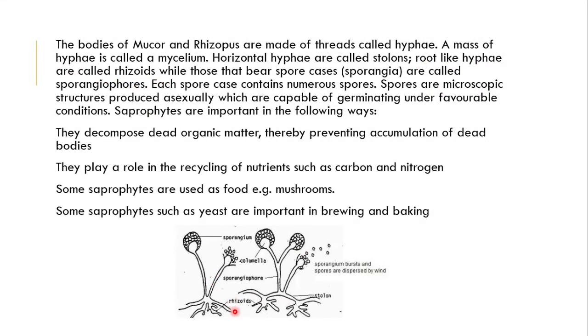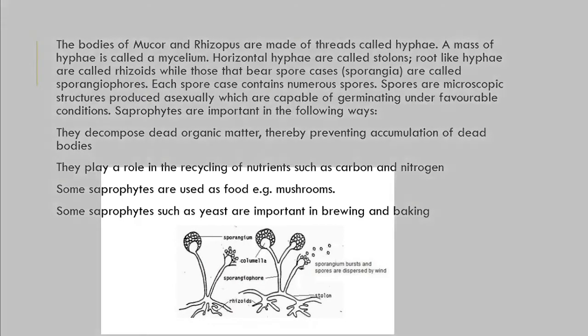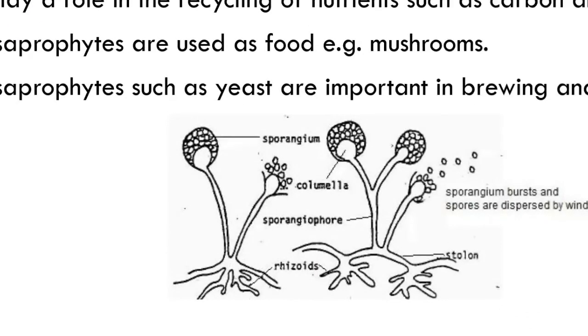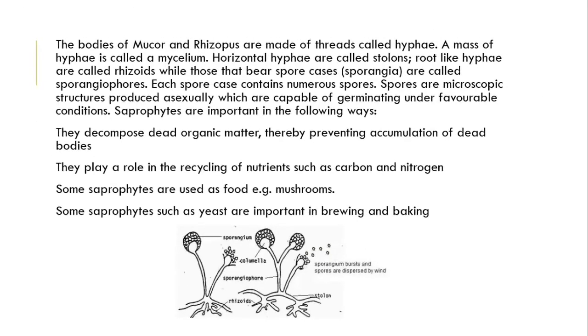Rhizoids. I know these terms are difficult. These that look like roots are known as rhizoids. Say it with me. Rhizoids. So this here is an example of Mucor. This is a structure, and it has these threads. A collection of these threads is known as mycelium. Now the horizontal hyphae are known as stolons, and the ones that look like roots are known as rhizoids.